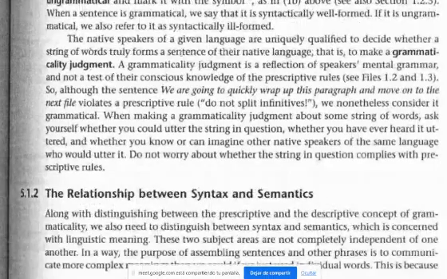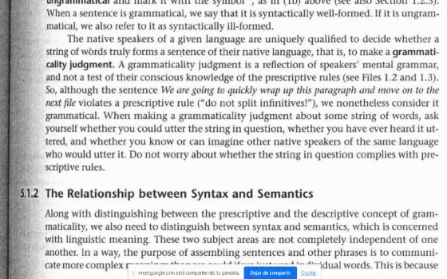Native speakers. The native speakers of a given language are uniquely qualified to decide whether a string of words truly forms a sentence of their native language. That is, to make grammatical judgments. A grammatical judgment is a reflection of speakers' mental grammar and not a test of their conscious knowledge of the prescriptive rules. Let me continue? Yeah.